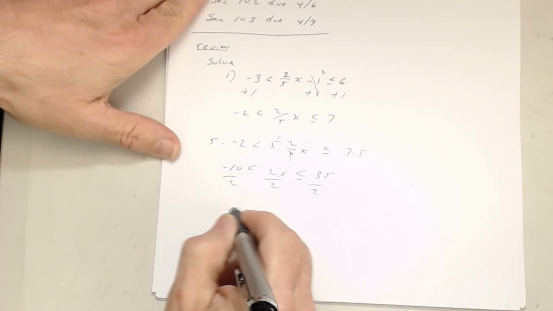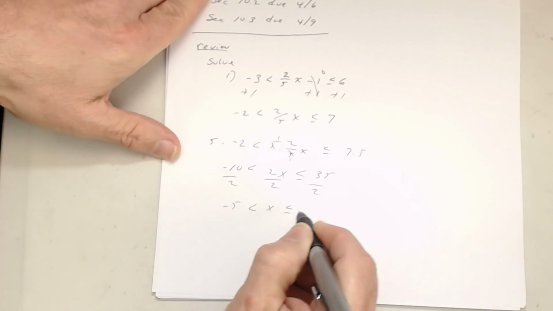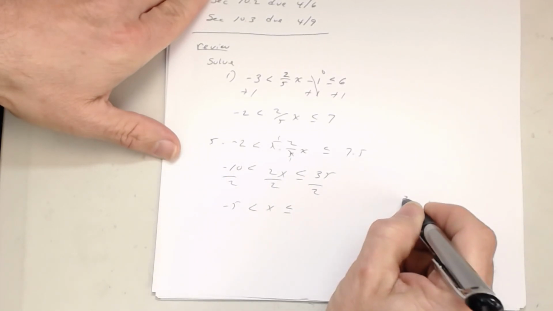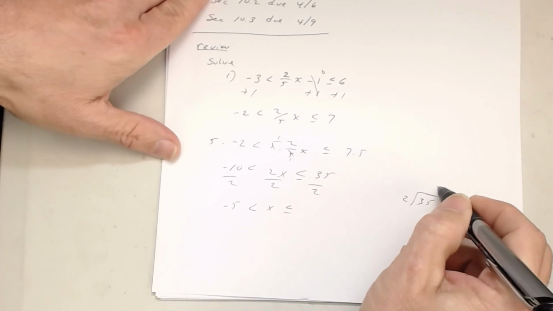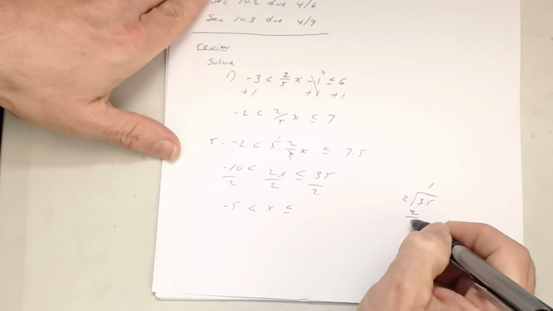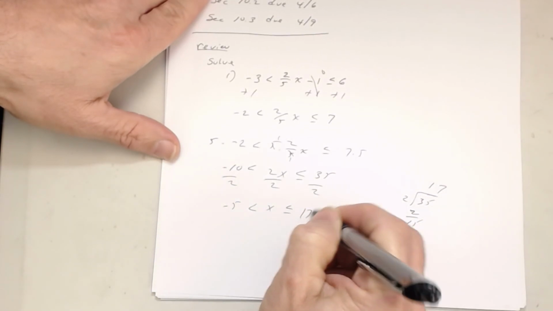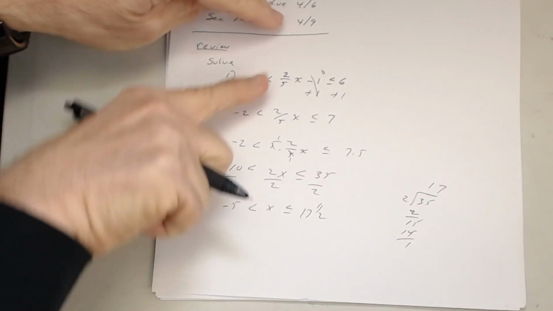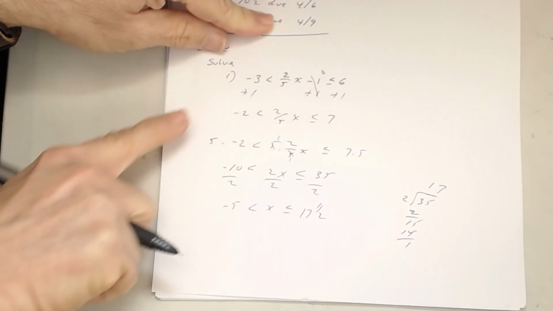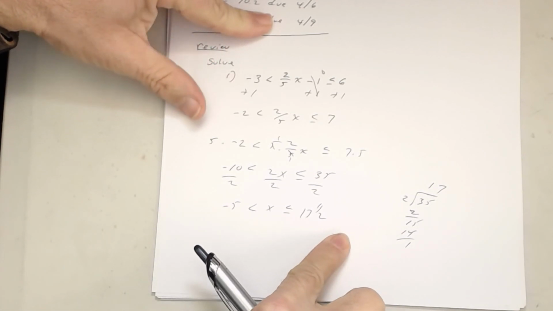So the solution to the original problem will be any real number that's between negative 5 and, what's that? No, not 2.5. 35. That's 35, right? So 17.5. Okay, so that would be my solution. So remember, you want to find the solutions of this compound inequality. Well, it's any number that's between negative 5 and 17.5.